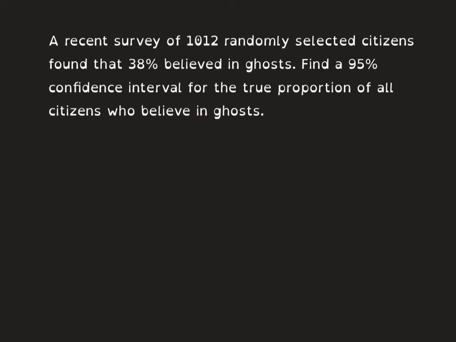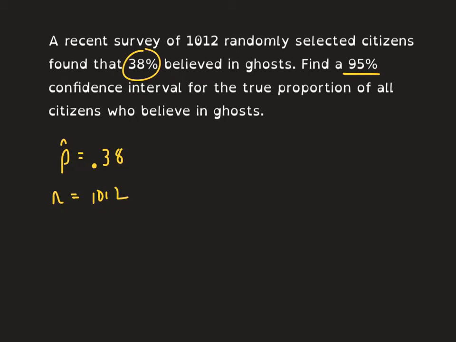Okay, so here's a specific example. Let's say there was a recent survey of 1,012 adults, randomly selected citizens, and they found that 38% believe in ghosts. So that 38%, that's going to be our sample value. We call that p hat, and we usually write it as a decimal, 0.38. It's a proportion out of 1 instead of a percentage. So that came from the sample, so that's p hat. And we know the sample size, n, was 1,012. And we are going to come up with a 95% confidence interval.